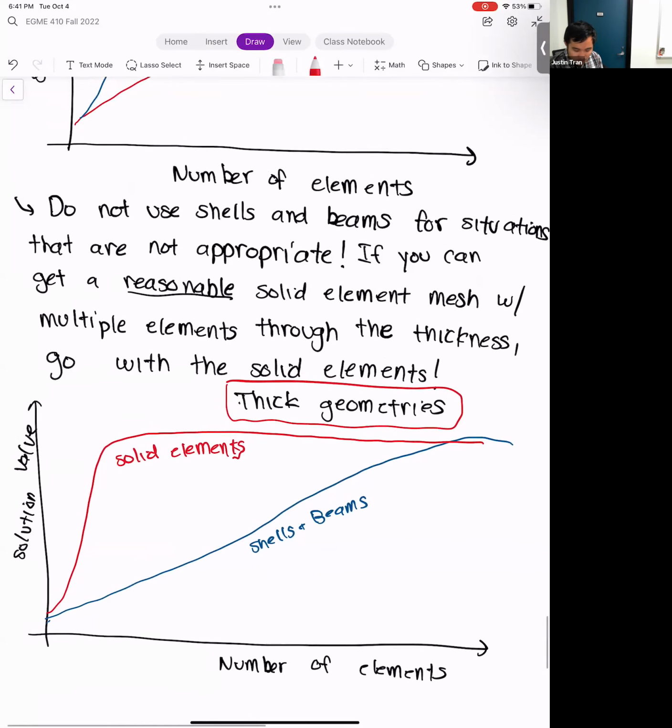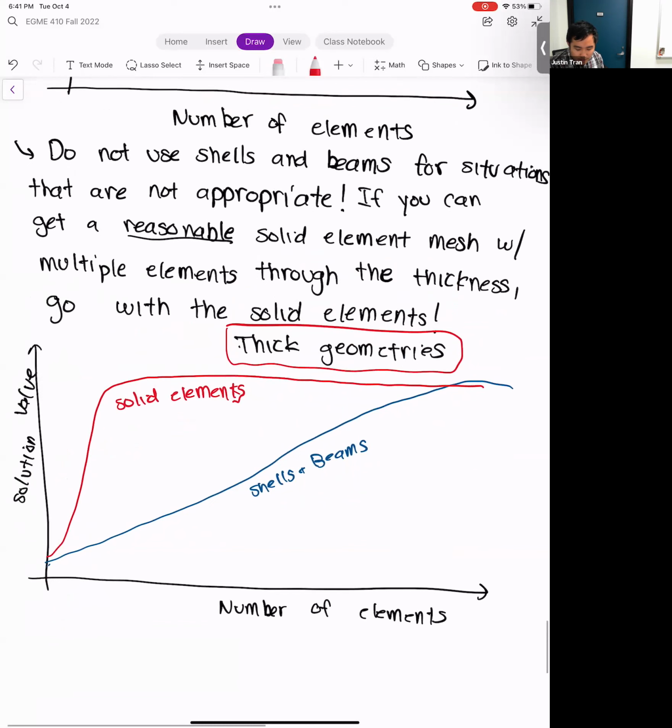All right, I think that's all that I have to say for shells and beams. Are there any final questions on this?